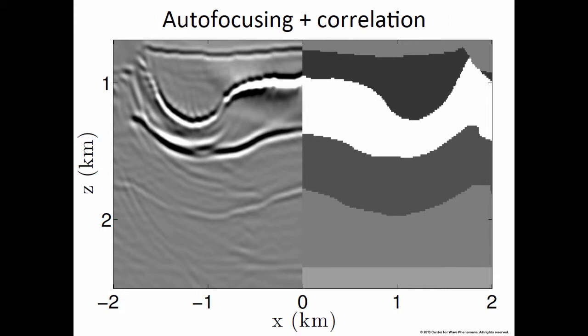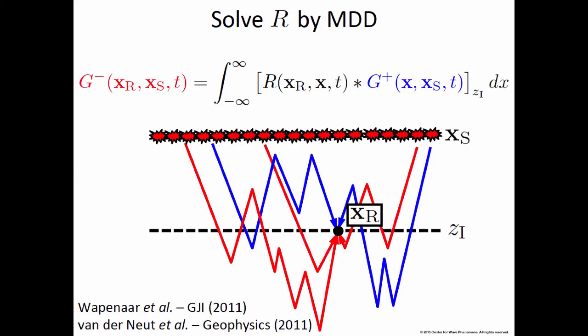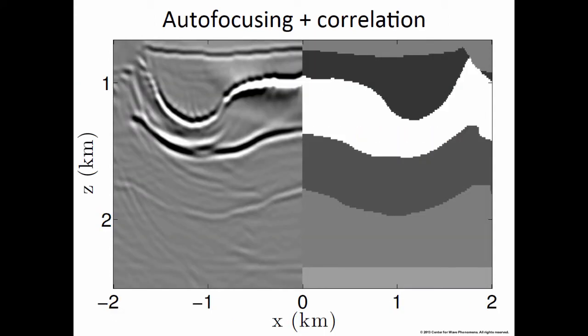So what we did here, we first showed that we are able, using data which includes strong internal multiples, to build an image free of ghost reflectors. We can go a little bit further and do a better job with the amplitudes.